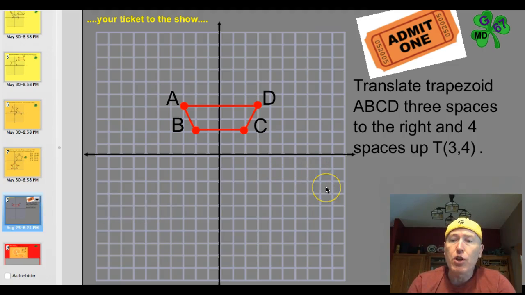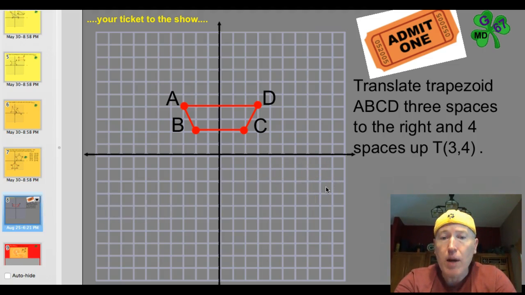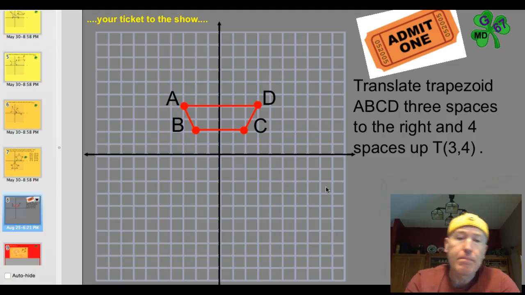Okay, here we go. Here's your ticket to the show. I know it's the same trapezoid you've seen in other videos, but I need you, instead of doing any kind of a reflection or anything else with it, to translate this trapezoid ABCD 3 spaces to the right and 4 spaces up. Go for it. Okie dokie. Here we go.